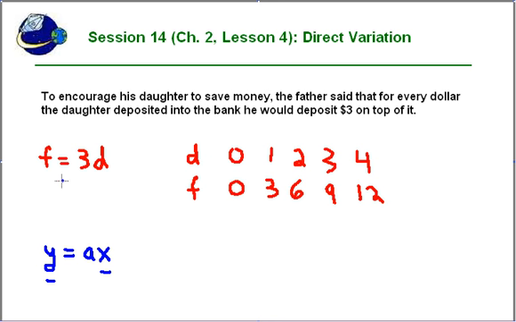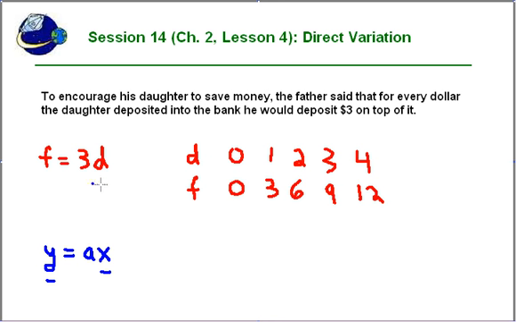So let's back up here and take a look at our original formula here, our original function. In this function up here, we're not using the letters Y and X. We're using the letters F and D. But that's still okay. All the letters Y and X indicate is that you have 2 different variables going on. Well, in this function up here, we have 2 different variables occurring at the same time. D, which represents the amount that the daughter's giving, it varies depending on how many dollars she gives. And F, that also varies. That also depends upon the amount that the daughter gives.